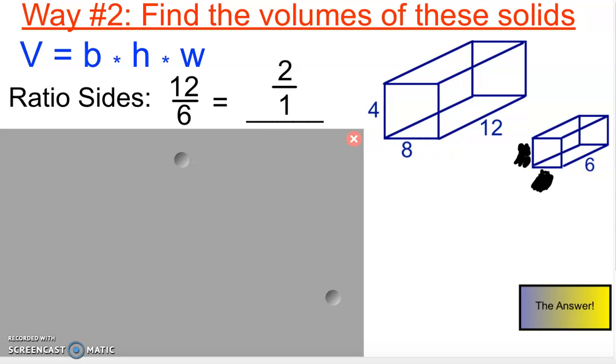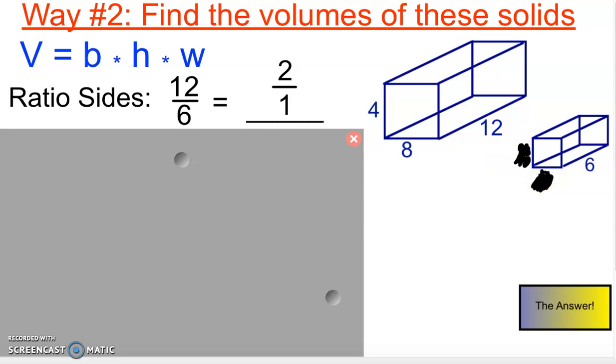So let's pretend I don't know these lengths. I don't know the height, and I don't know the length. I just know the width here. And I know all the ones of the big one. And I want to try to figure out the volume of the small solid, but I don't know these lengths. I can use the scale factor to help me find that.